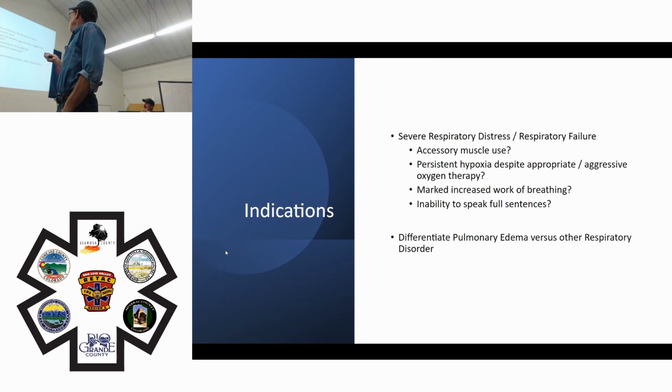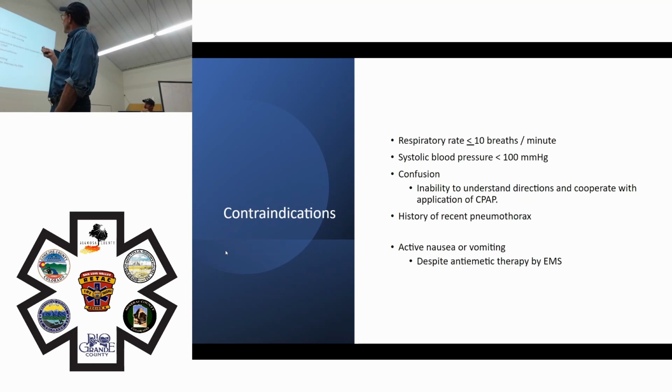So if somebody's in severe respiratory distress and/or respiratory failure, again, sometimes they're in both simultaneously. Accessory muscle use, if the answer is yes, that's severe. Persistent hypoxia despite aggressive oxygen, then you might think of CPAP. Marked increase of work of breathing, yes, think of CPAP. Inability to speak full sentences, another thing to think about. This is on the indications list. Contraindications, there are some things that we're going to talk about in a moment when we go to our own protocols that will tell us when we shouldn't reach for the CPAP, but they're relatively limited.